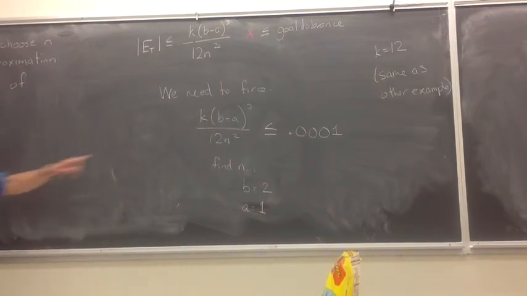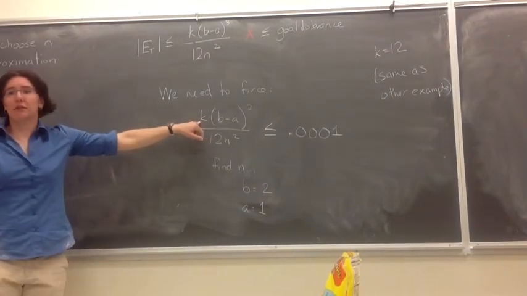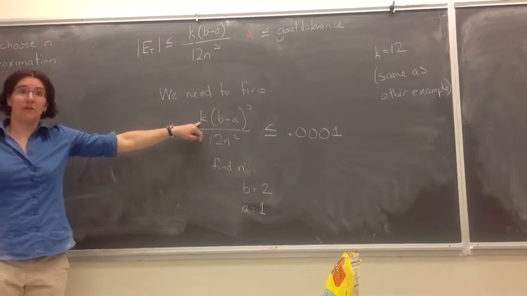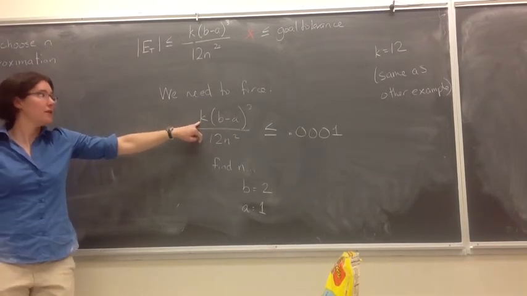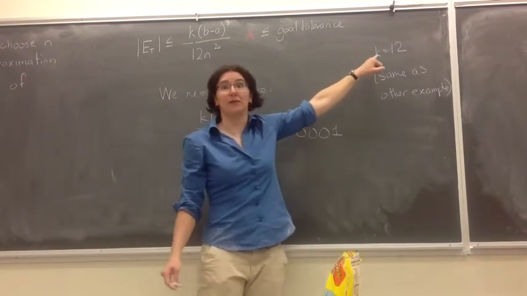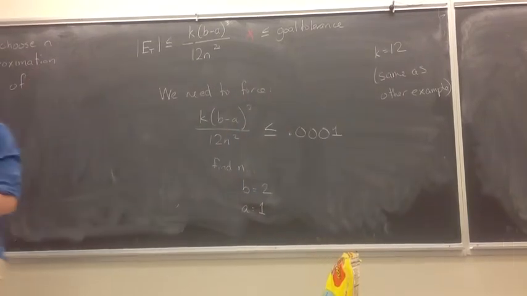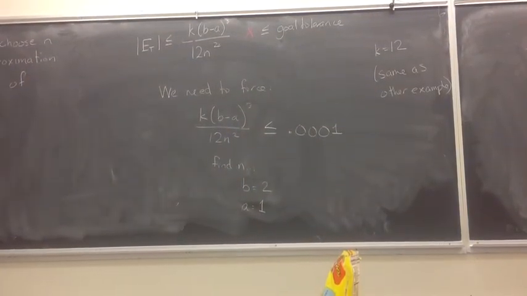The easy things to fill in are the a and the b. The hard thing to fill in is the k, because you've got to figure out f double prime, graph it, and find that maximum value of f double prime. All right, other questions or comments?